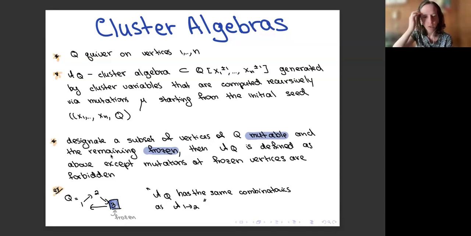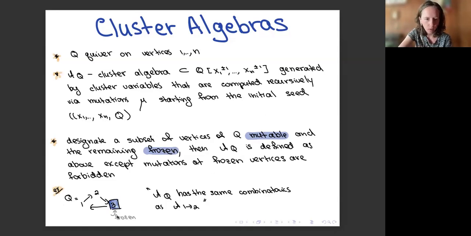Now for today, it will also be important that, given a quiver Q, I'm going to designate some subset of vertices as being mutable, meaning these are the ones that I'm allowed to mutate, and the others as being frozen, which forbids mutation. So those are the two terms I want to tell you. The variables associated to the frozen vertices you will never mutate. These frozen variables appear in every single seed. You cannot mutate them away, so they're always there, and the rest you can mutate.